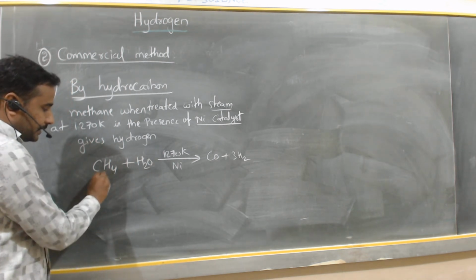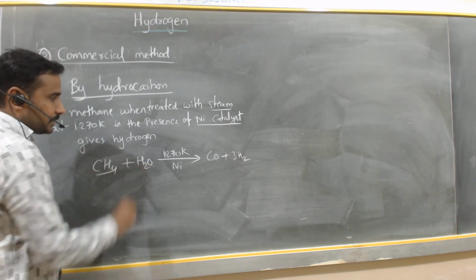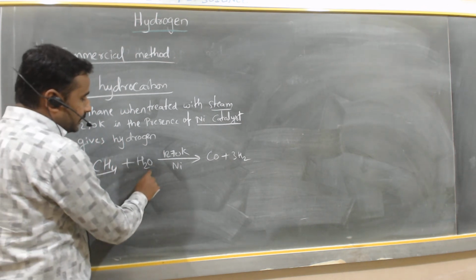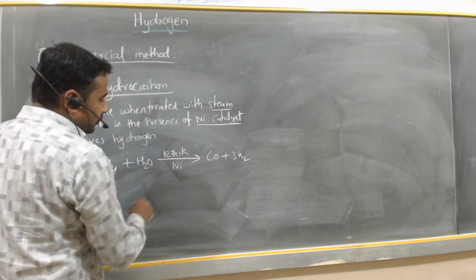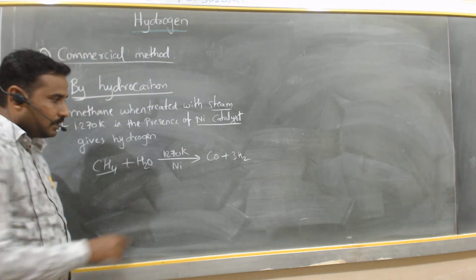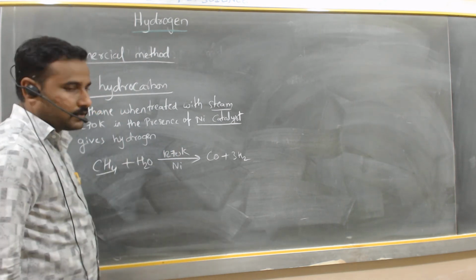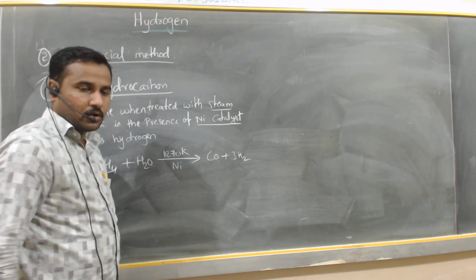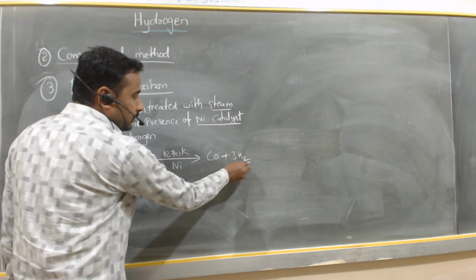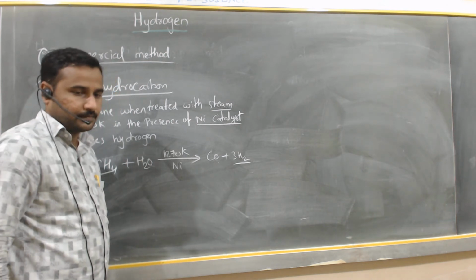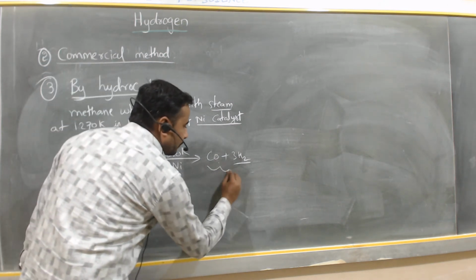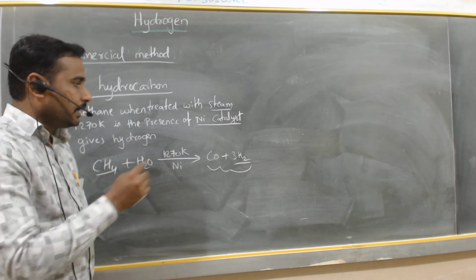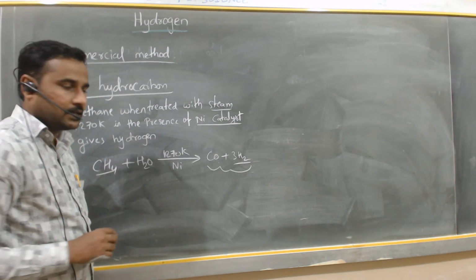So when methane gas reacts with the steam, steam meaning water at a high temperature, at 1270 Kelvin, in the presence of what? Nickel catalyst. It will produce carbon monoxide, and also it produces what? Hydrogen gas. This mixture of carbon monoxide and hydrogen gas, we are calling it water gas.